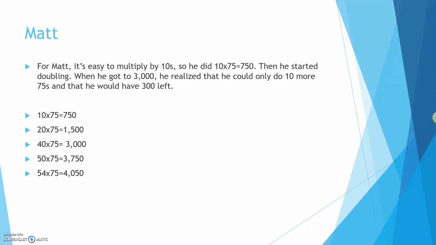When he got to 3,000, he knew that he couldn't double again because that would give him too much. But he knew that he could do another group of 10. So he tried 50 times 75, and that got him to 3,750. And then he had to figure out how much he could do again. So he added 4 more groups and got to 54. So 54 times 75 equals 4,050.